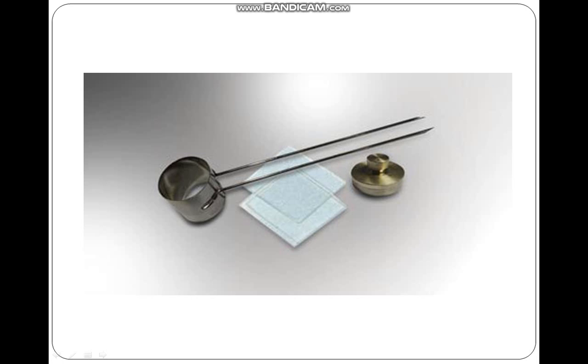And this is the setup of the soundness test. The expansion of the cement is tested by the difference between the two readings, and the weight is this one and the glass plate. So these needles show the expansion of the cement.